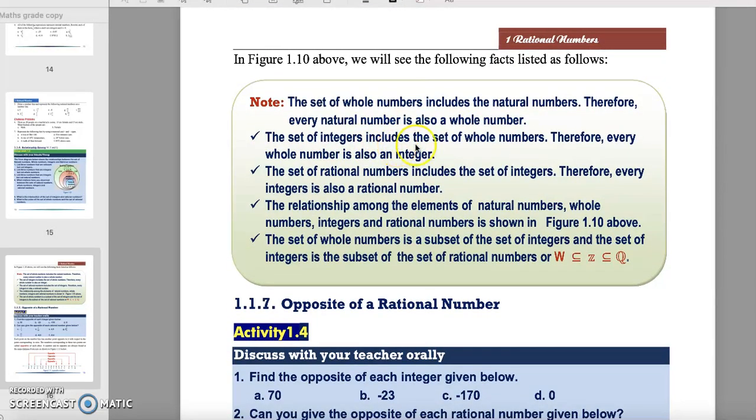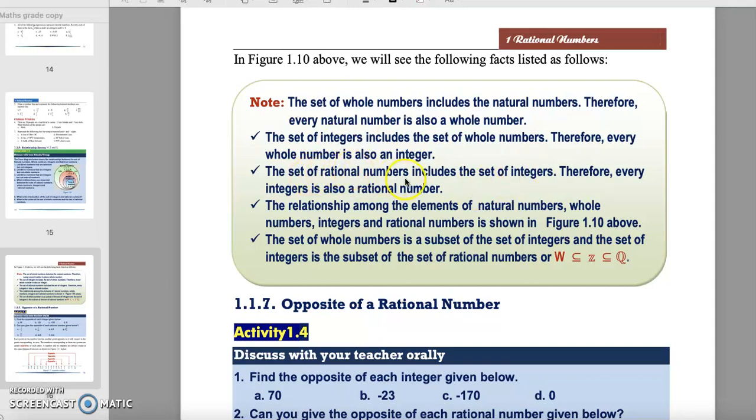The set of integer includes set of whole numbers. Therefore every whole number is also integer. ስለዚህ whole numberዎች በሙሉ ኢንቲጀሮች ናቸው ማለት ነው። ምክንያቱም ኢንቲጀሮች set of whole numberዎችን ያጠቃልላሉ። The set of rational number includes the set of integers.